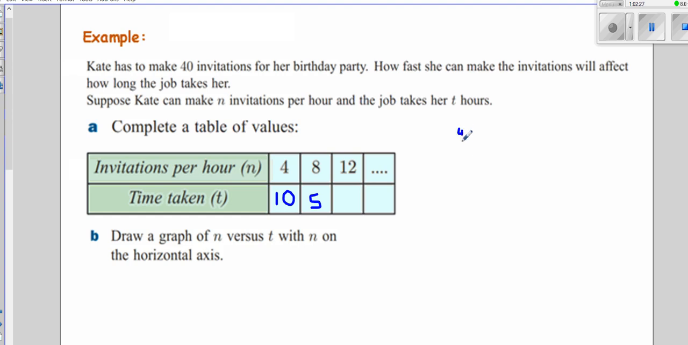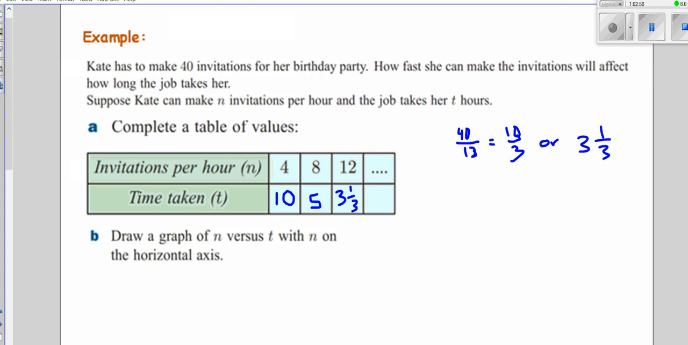If you're not sure what that is, you can divide the top and bottom by 4, if it helps, if you do it non-calc. Divide the top and bottom by 4, we've got 10 over 3. So 10 over 3 hours. Writing like this, 10 over 3 hours or 3 1/3 hours. And then complete the table of values.